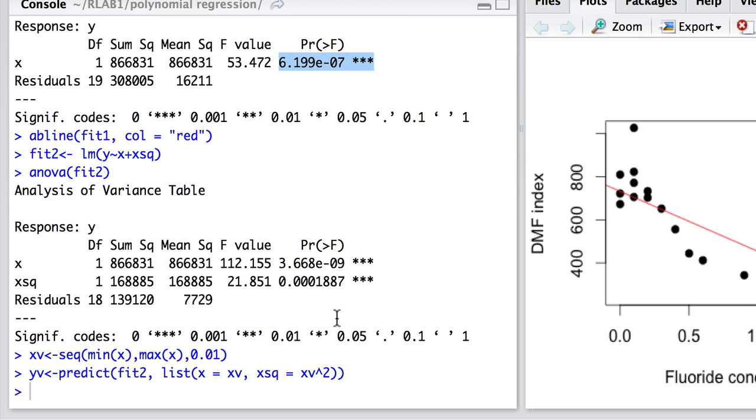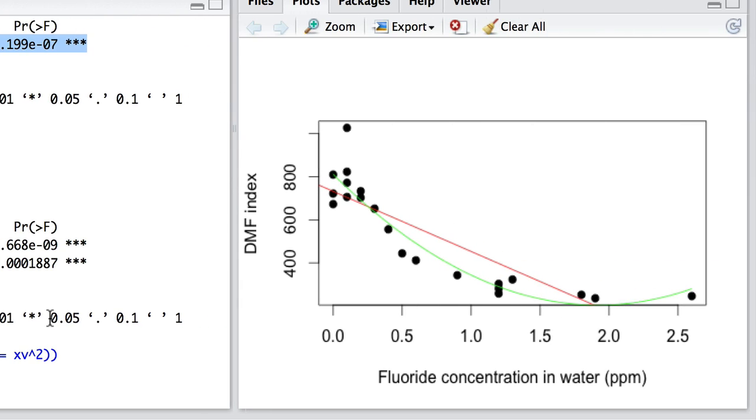The yv is predict from fit 2, because fit 2 is the fit of the linear model, and one of its properties is that we can now predict based on that fitted model and the coefficients that have been estimated. And here we are putting x as xv and the x squared term that we have fitted as xv squared. And now we can simply draw those lines on, and I'm drawing them in green, and we will see here that we have explained some of that curvature in our data. We've got this nice fit of a quadratic.